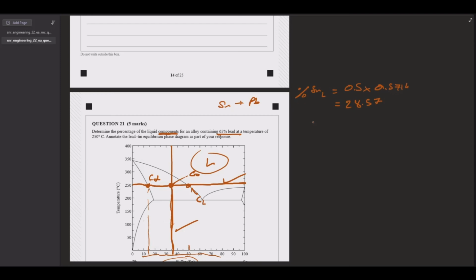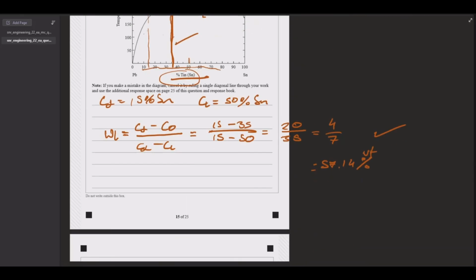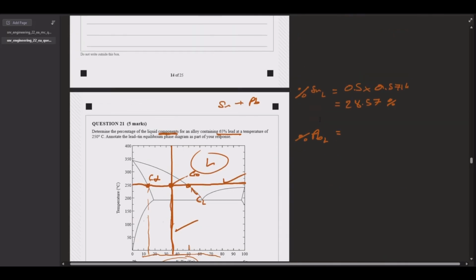Now these values aren't going to be exactly what the sample response has gotten because they've used different values. Their answer for this one was 30%, so it's roughly the same. And the percent of lead as a liquid is going to be the composition of liquid in terms of lead. For this one, that's also just 50% lead, but in the sample response they've used 48% tin and 52% lead, so that's going to give you different values. But for this one, it's the same thing again, 28.57%.